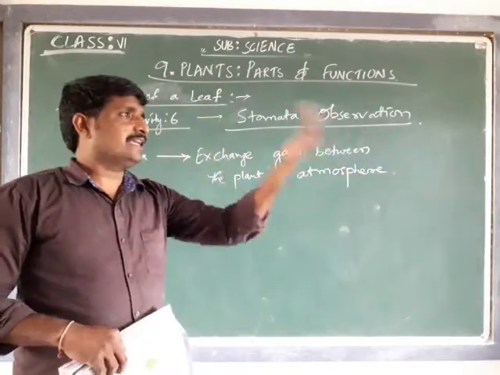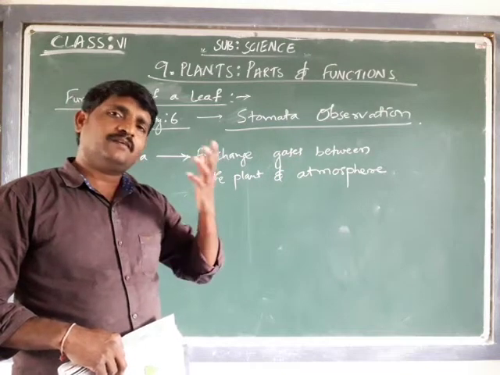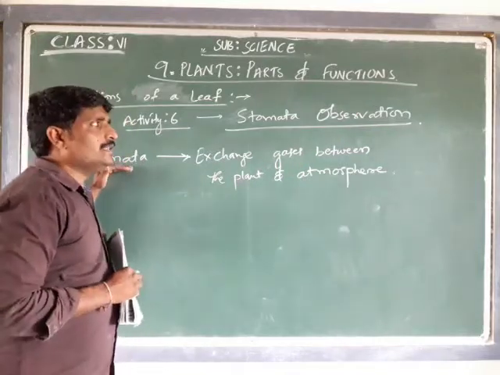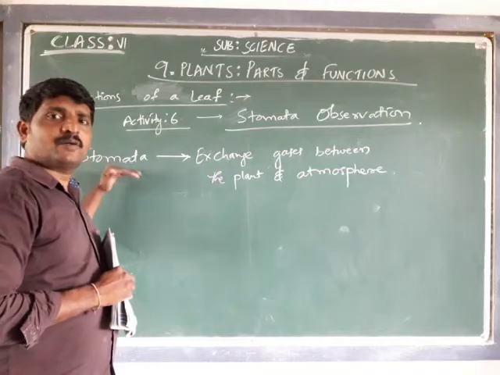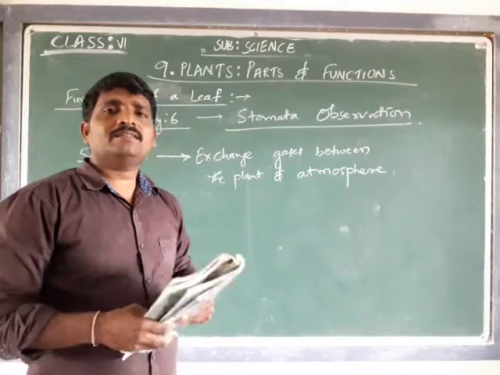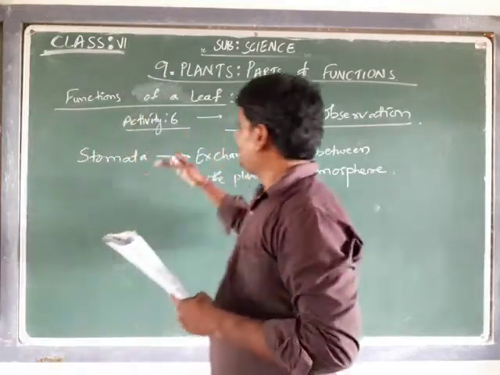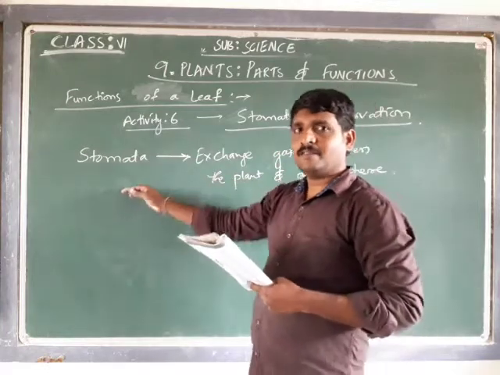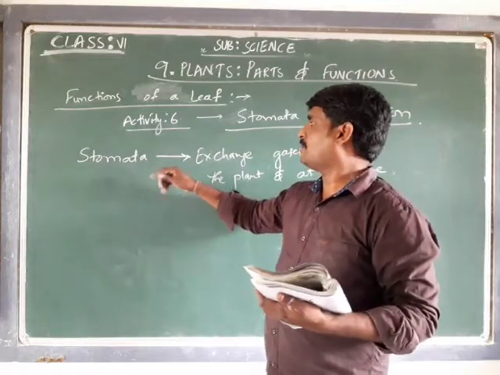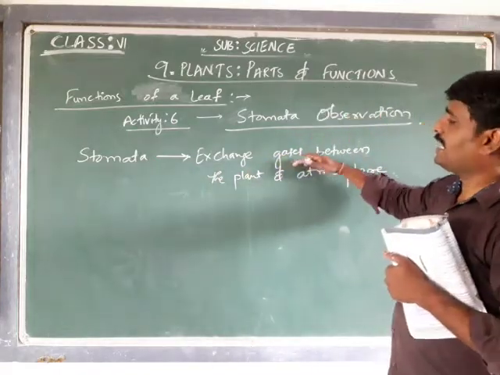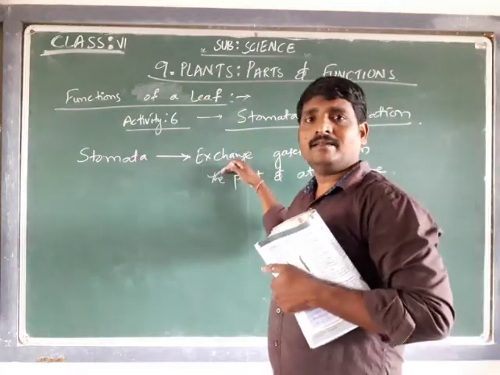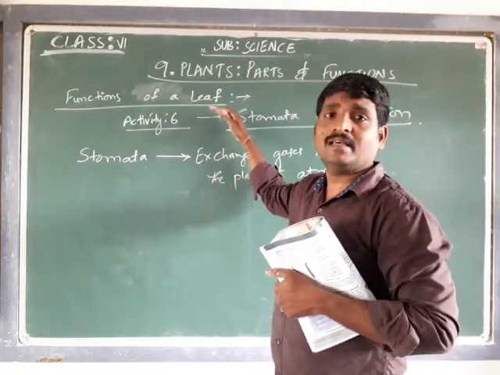The carbon dioxide which is exhaled by us is taken in by the plant. How is it done by the plant? Through the stomata. The stomata present in the leaf take in the carbon dioxide and release the oxygen. That is one function: the stomata exchange the gases between the plant and the atmosphere. As the stomata are present in the leaf, this should be taken as a function of the leaf.